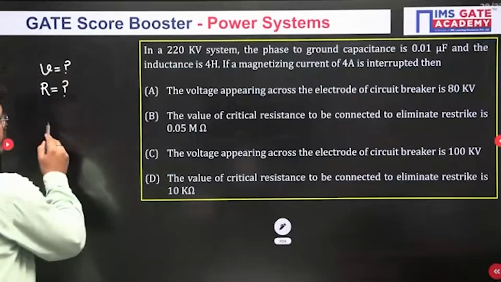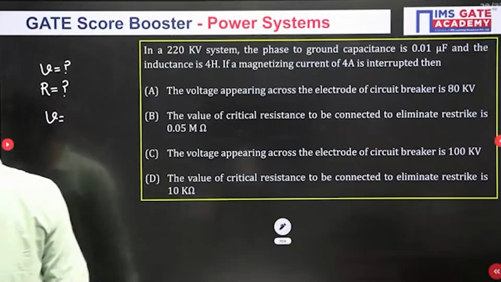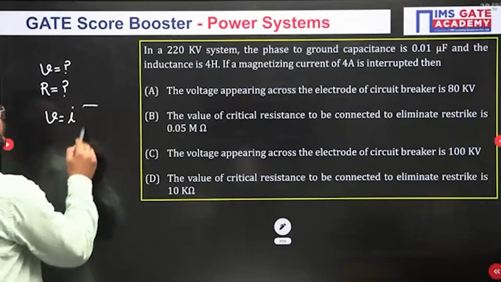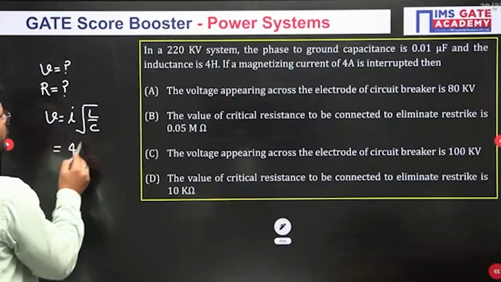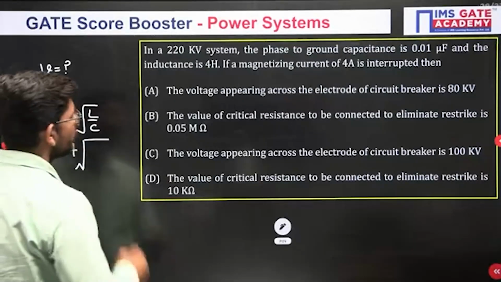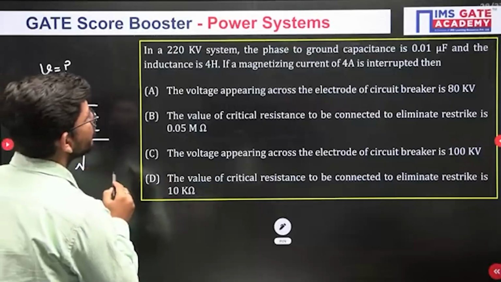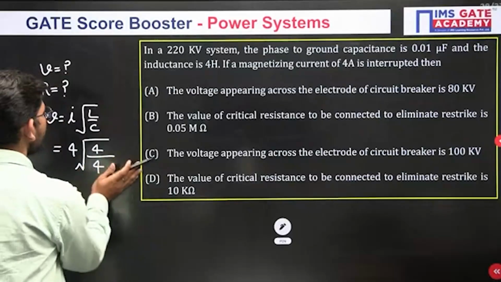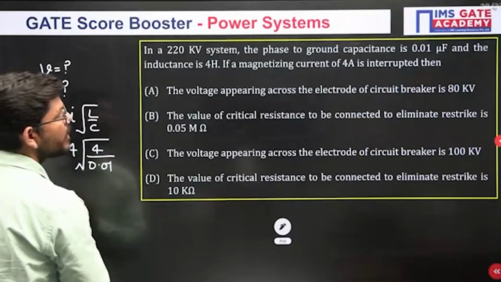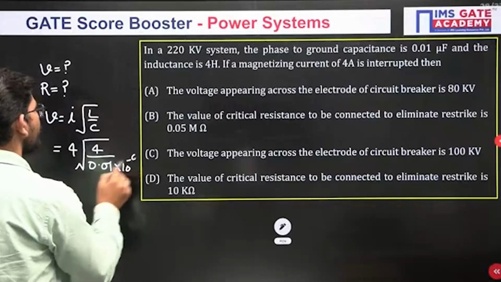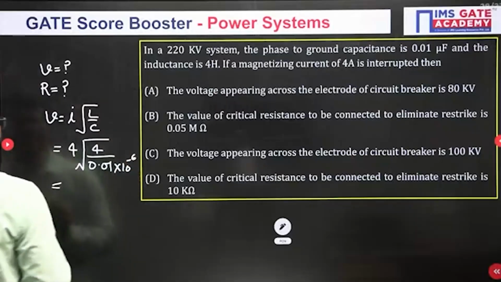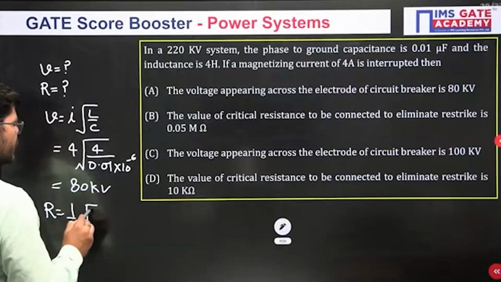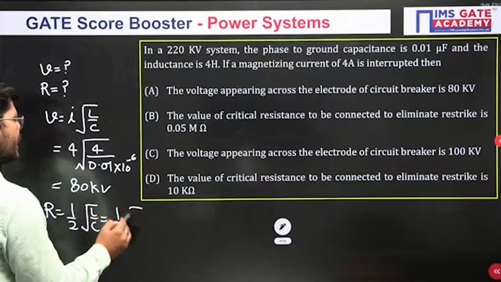So see, related to V, we have the formula that V equals I under root L by C. So I is given, 4. What is L and C? L is 4 Henry, and C is 0.01 microfarad. Now when you solve it, you will get an answer of 80 kV. Similarly, R equals 1 by 2 under root L by C. These are very popular formulas, every GATE aspirant knows about them.